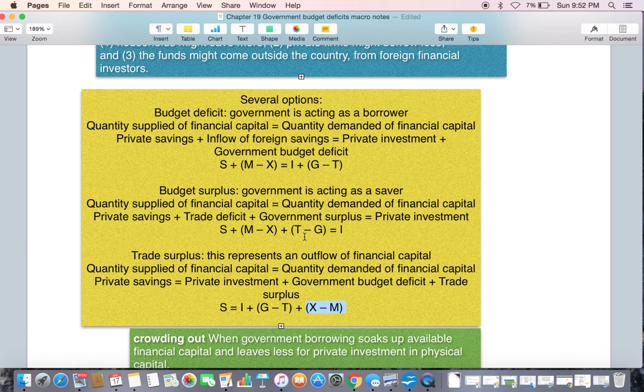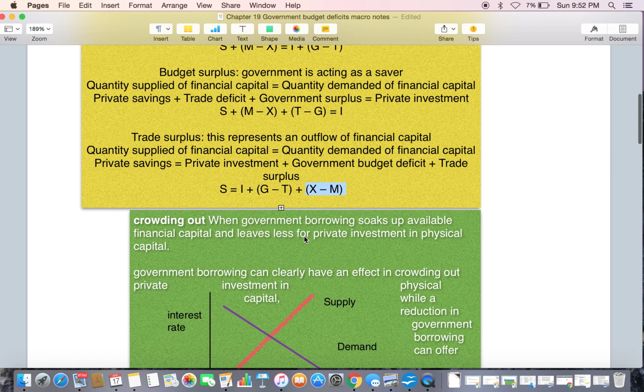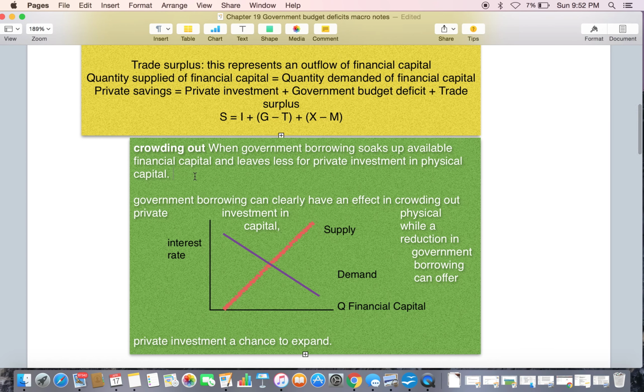So something to think about is when the government is borrowing, when government expenditures are greater than the total tax revenue that is generated, this can have the potential for what is called crowding out. And crowding out is when government borrowing soaks up the available financial capital and leaves less for private investment and physical capital. So in the simplest form, we know that savings equals investment. And therefore, when the government is issuing treasuries, it's taking away. If savings doesn't change, then what must happen? I must fall as the government issues, so G minus T.